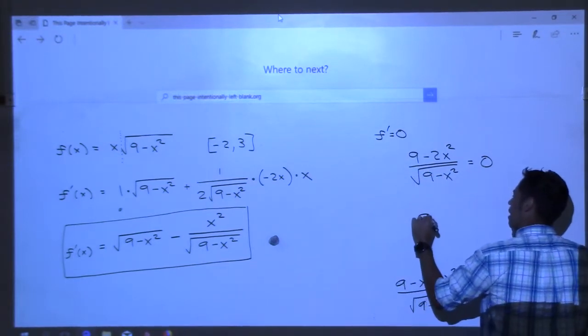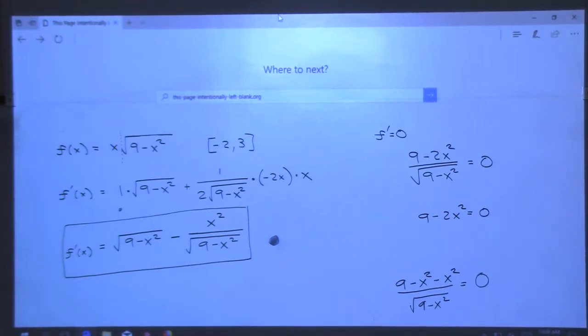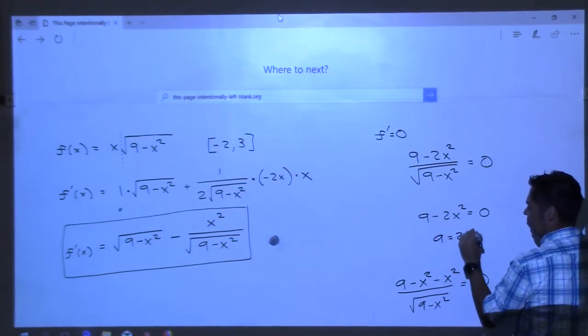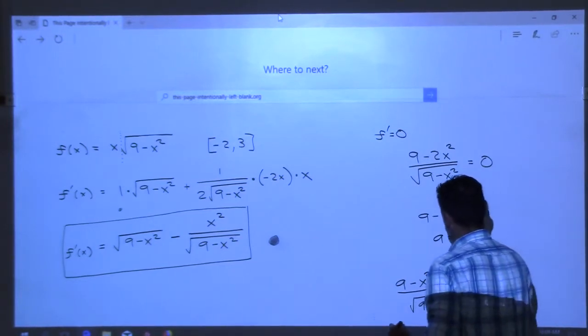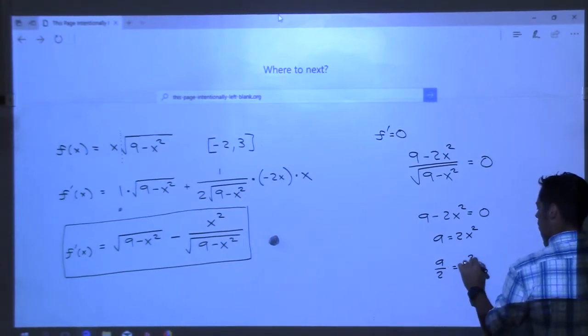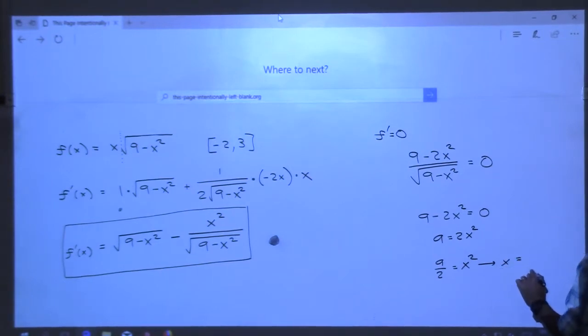This means 9 minus 2x squared equals 0. And this is a little miniature quadratic. I'll move the 2x squared to the other side and divide by 2. Last step is to take the square root, and when you take the square root, you have to do plus or minus the root of 9/2. I have two answers, don't I?